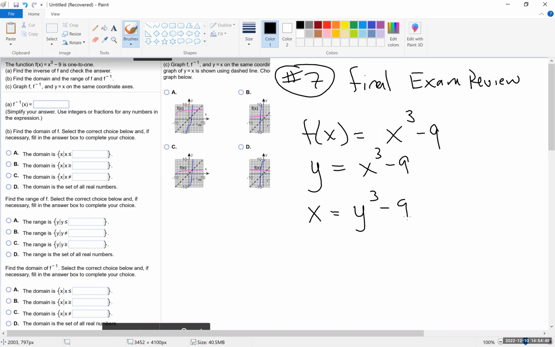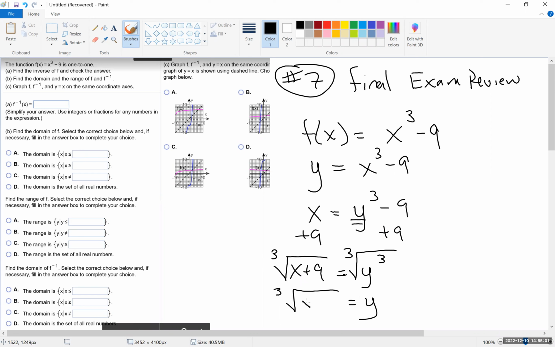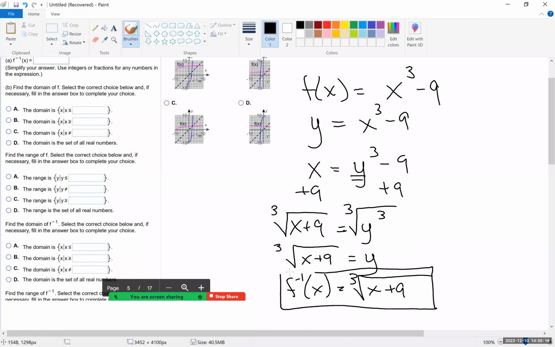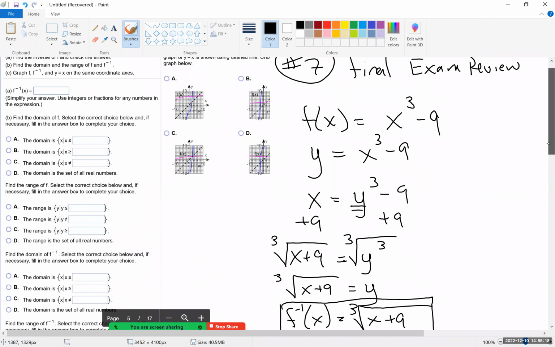And then to solve for y by itself, we're going to add 9, so we get x plus 9 is equal to y cubed. And to get rid of the cubed, you take the cube root on both sides. So we end up with y equals the cube root of x plus 9. This is our inverse function. We could write that as f inverse of x equals the cube root of x plus 9. So this is what you would put in the first answer box over here.